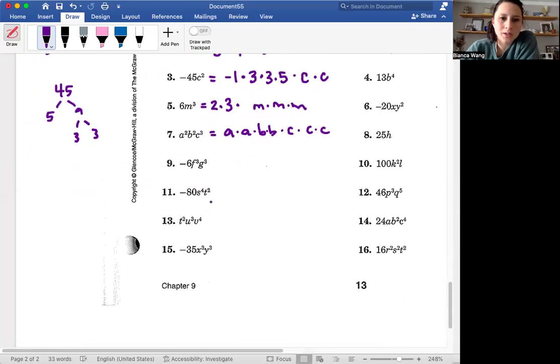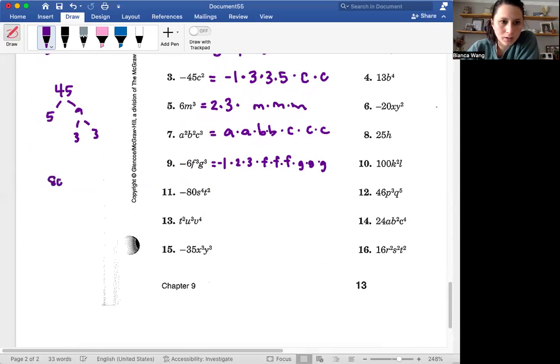Number 9, there's a negative. I'm going to put that negative in front and then break down the 6. 6, I've already broken down earlier, is 2 times 3. Then I have f times f times f times g times g times g. I hope you're getting the idea here.